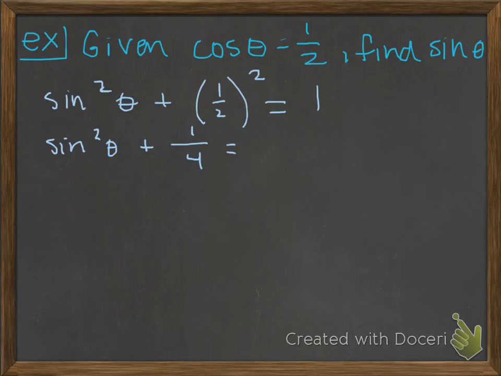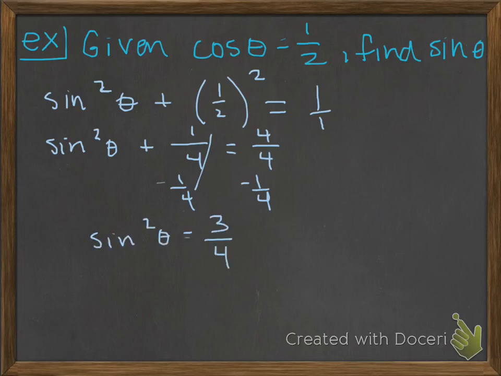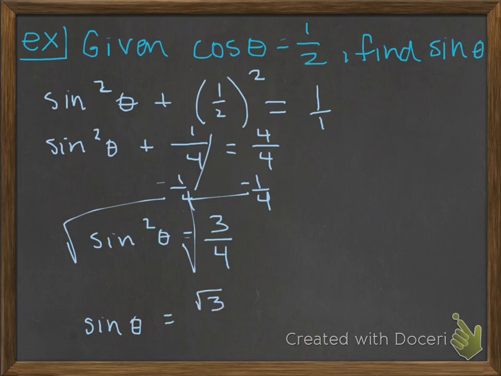And instead of writing 1, I want to change it so I have common denominator. So I'm going to change this 1 over 1 to be 4 over 4. So again, notice that part changes every time. It depends what the bottom of the fraction is. Subtract this 1/4 over. So sine squared of theta equals 3 over 4. And now I take the square root to get sine by itself. Cannot take the square root of 3, so the top remains the square root of 3. I can take the square root of 4, so that becomes 2. And this would be your answer for sine.